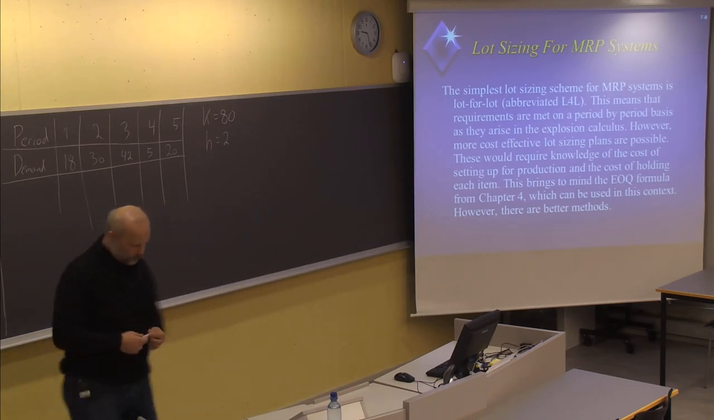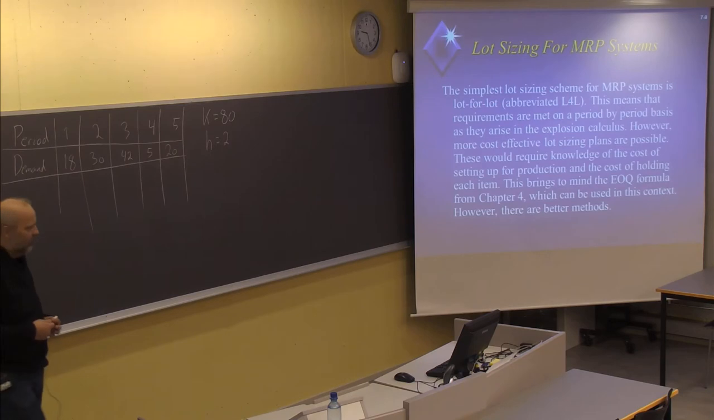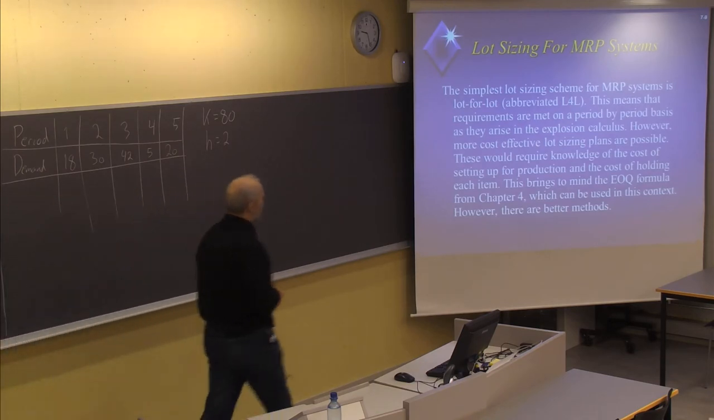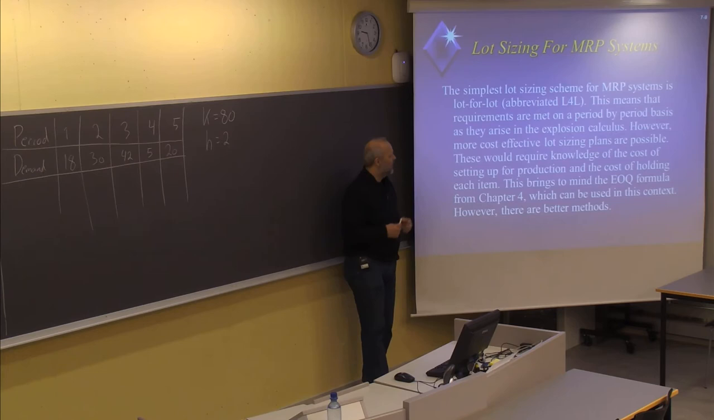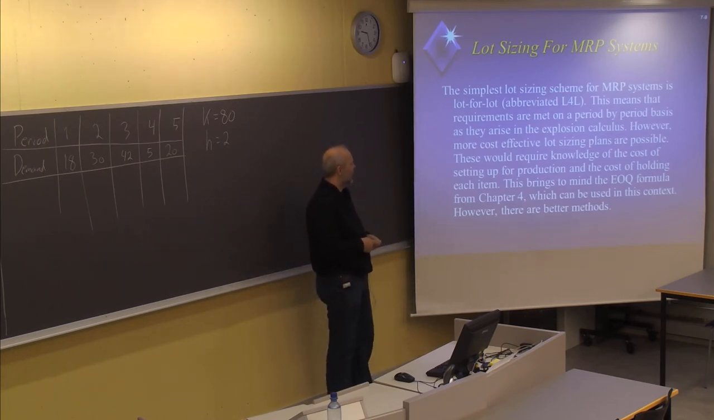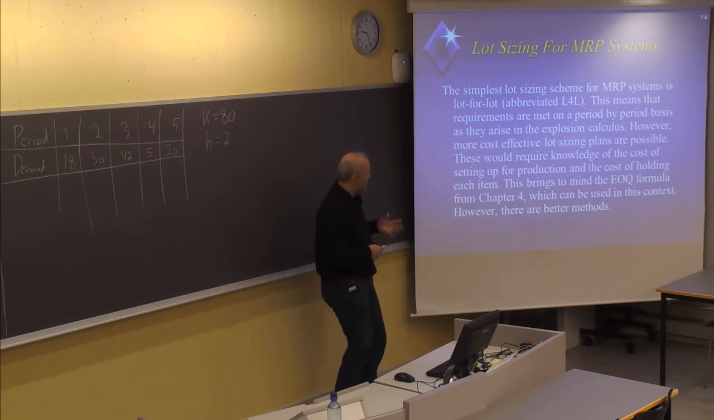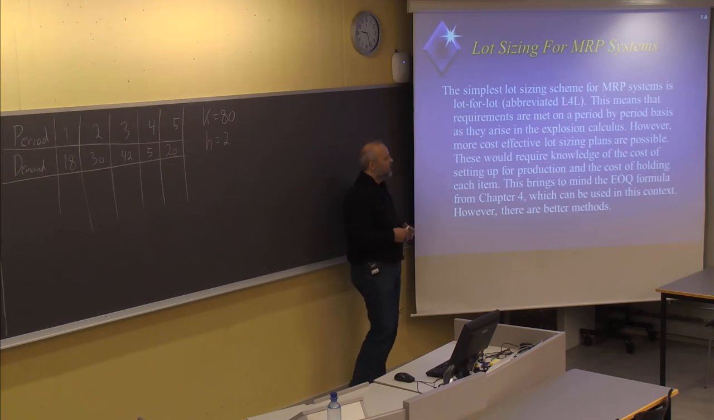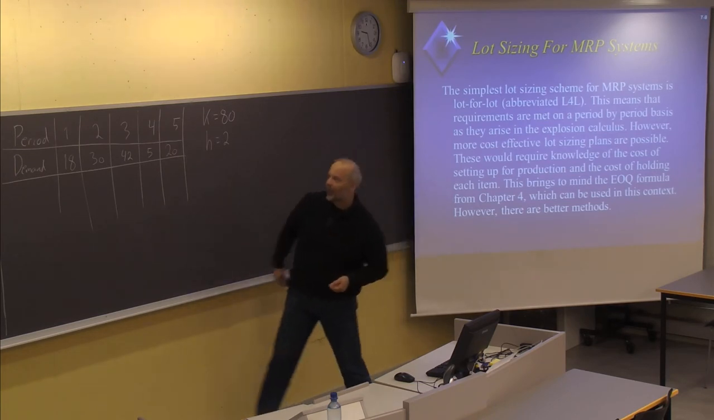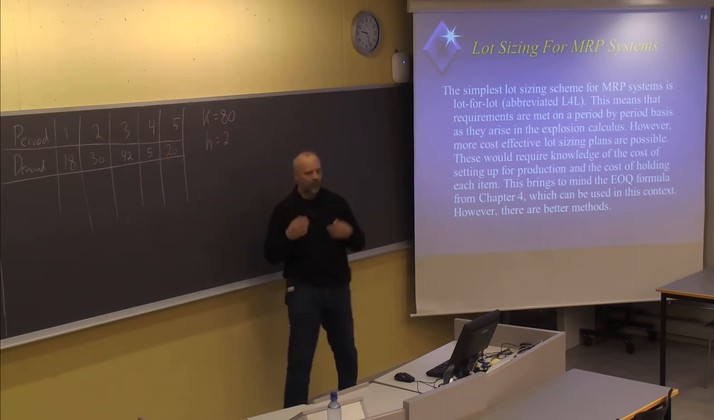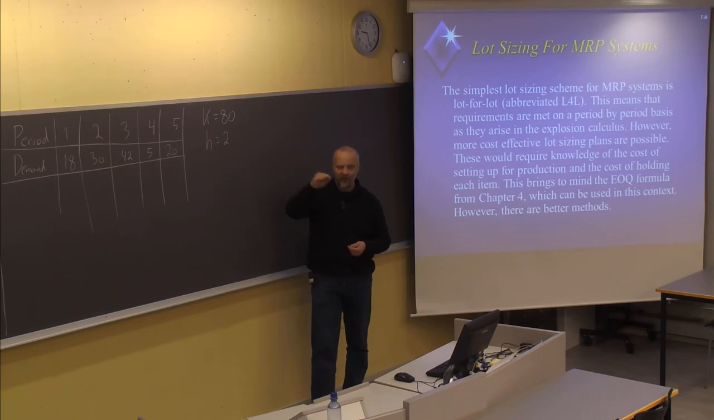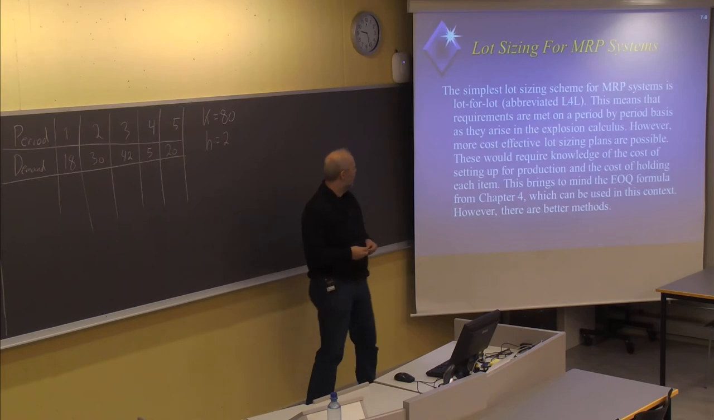So now we can first try to check what is the cost of this simplest so-called lot-for-lot technique. It means that the requirements are met on a period-by-period basis as they arise in the explosion calculus. We'll come back to the explosion calculus, which is a description of how we can find this demand in a production situation where you have different levels of productions and different levels of components. But we'll come back to that probably next week.